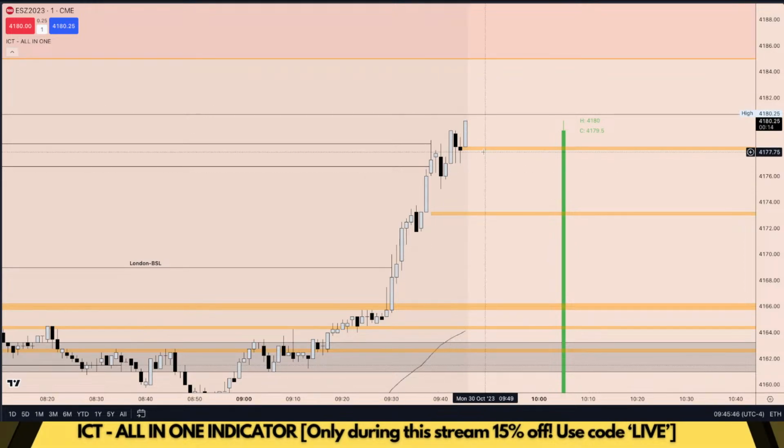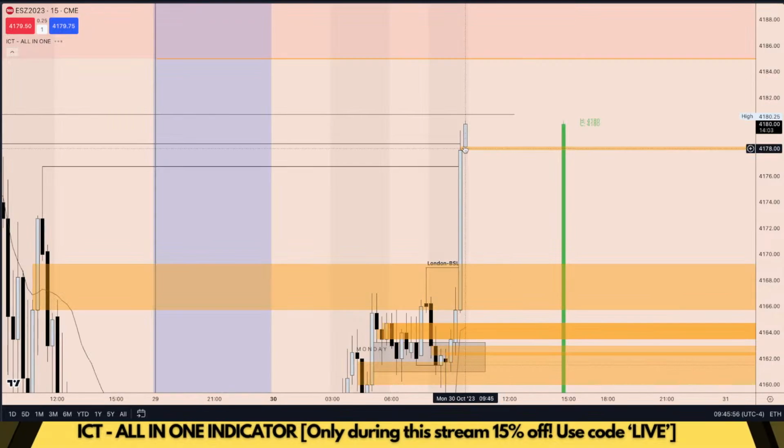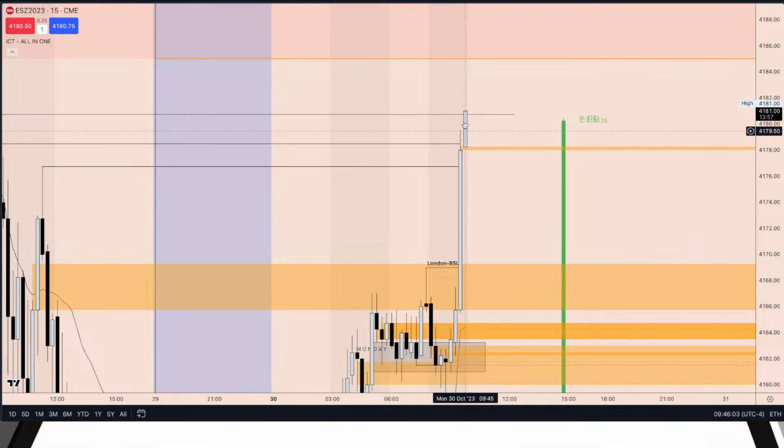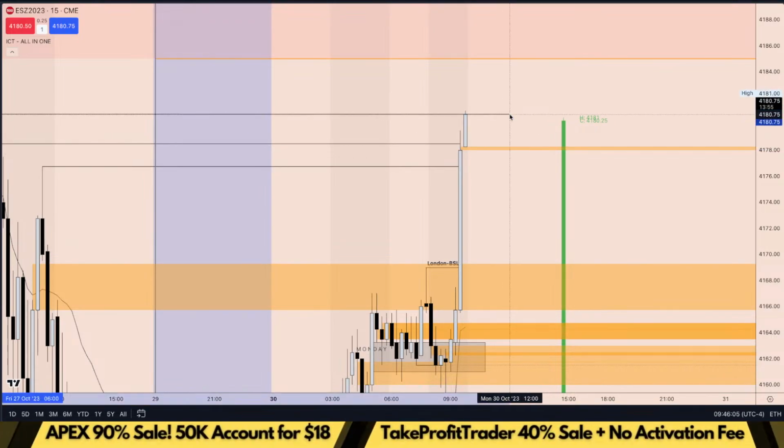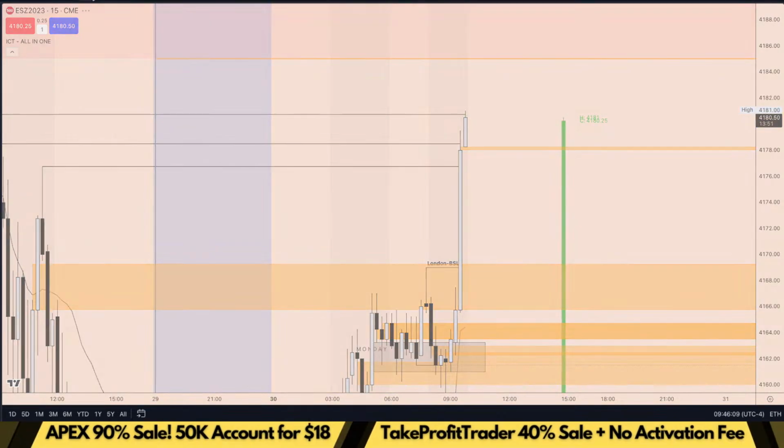Volume imbalance right here. And also a 15-minute volume imbalance. Very good sign for bullish order flow. There goes the next buy side target. I think we're just going to quickly expand into buy side liquidity.